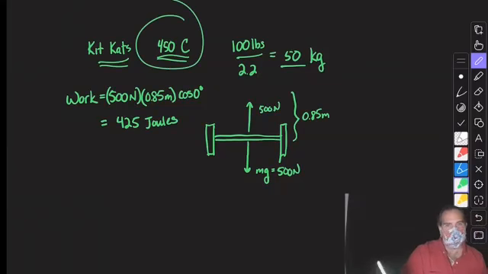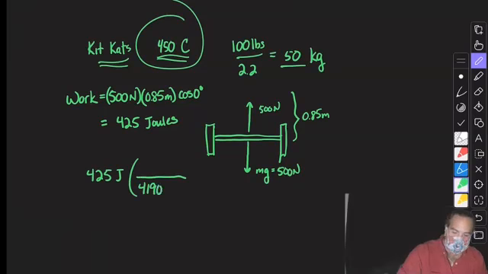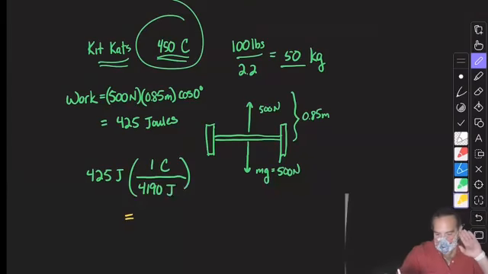So let's find out how many bench presses I have to do to burn off a Kit Kat. We'll start by just doing some simple conversion. I want to convert joules to big C calories. So 425 joules, and I want to know how many big C calories that is. And let's just remember our conversion fact. It's 4,190 joules for every 1 big C calorie. How many big C calories is that per bench press? How many? 0.1 big C calories for every bench press.